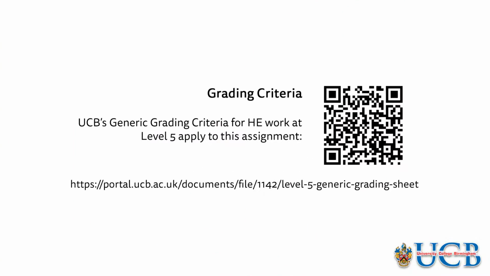At the bottom of the screen, you've got the grading criteria. The grading criteria are the indicators that we use to assess your work, and there is a direct link through here to all the different levels, to level 4, level 5, level 6, level 7. Those grading criteria actually state what we are looking for in the work, what characteristics we are looking for, and we want to try and demystify what you need to do to get a good mark.